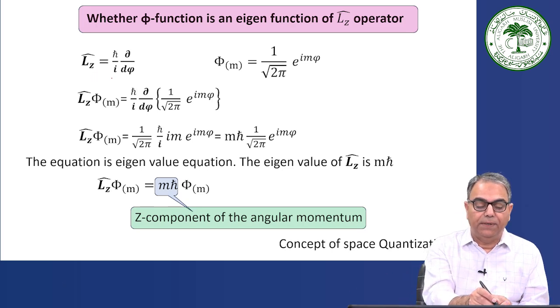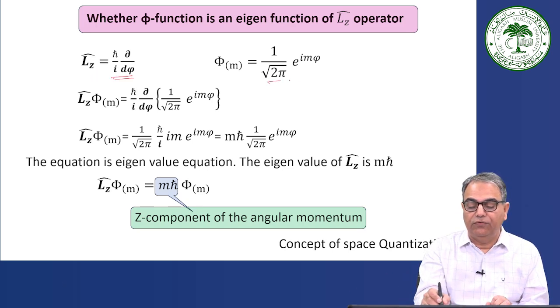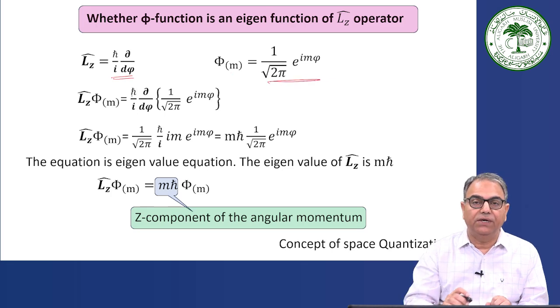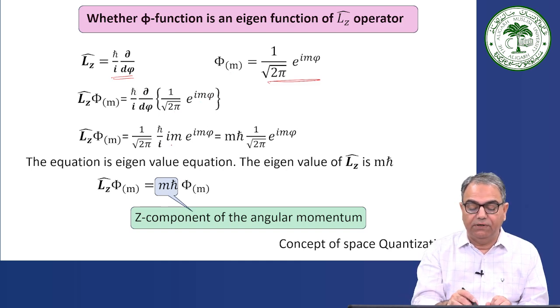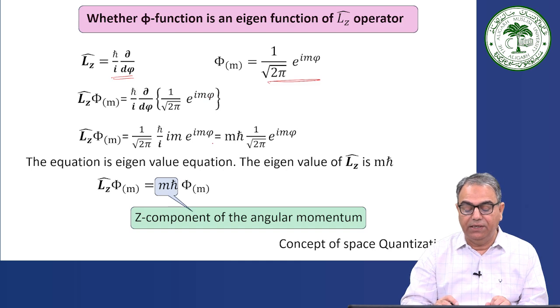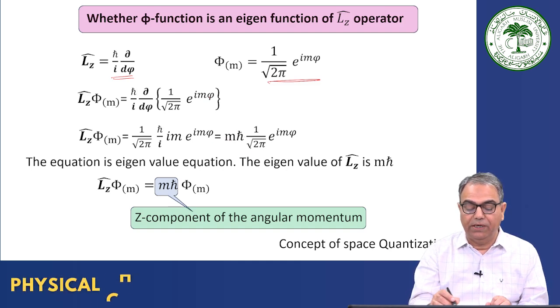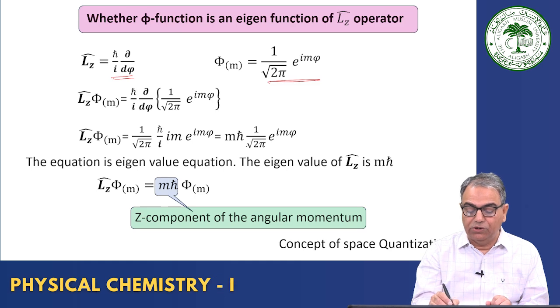This is your operator, this is your function. Operate with the operator on the function, and what do you get? h cross by i d by d phi of 1 by root 2 pi e to the power i m phi. The differential of this will be i m e to the power i m phi, and now we can write m h cross, with h cross being h divided by 2 pi. So what do we mean? This is also your phi m.